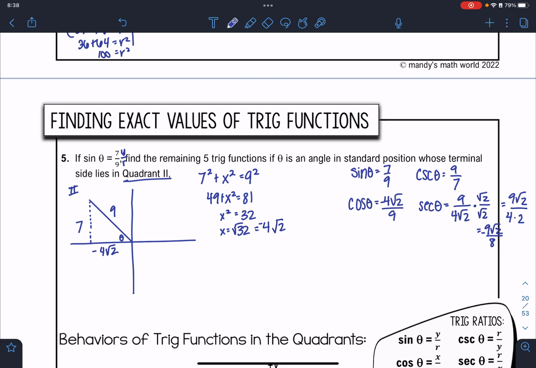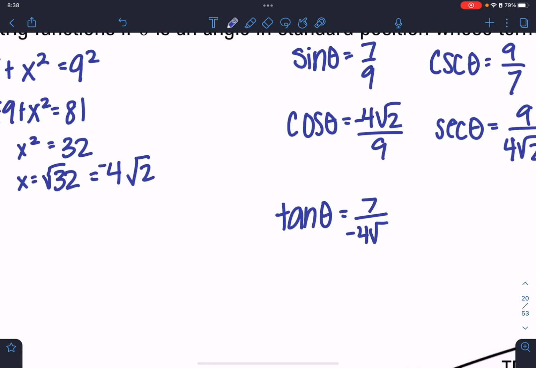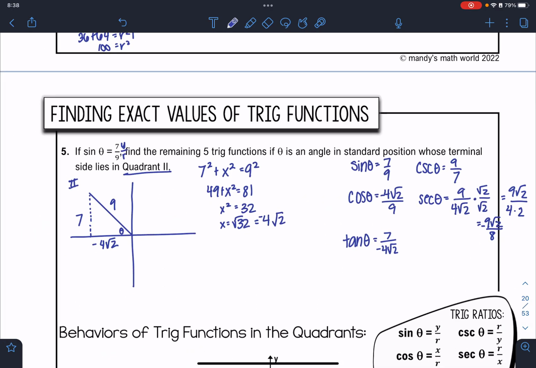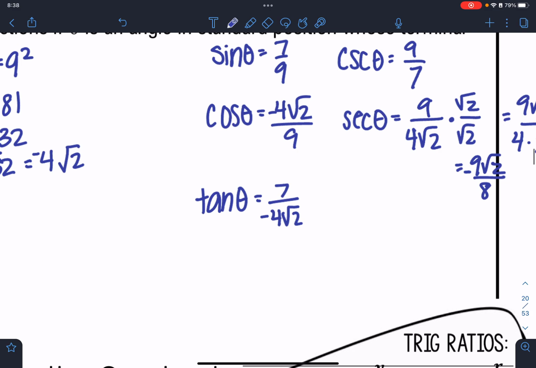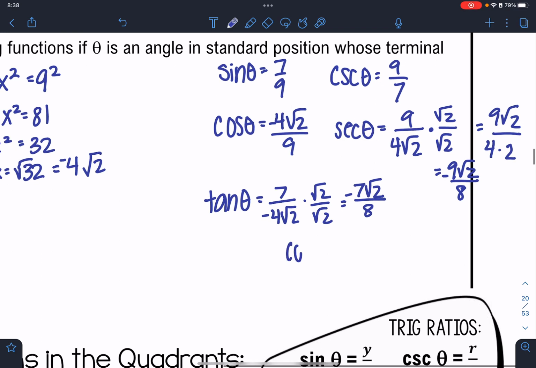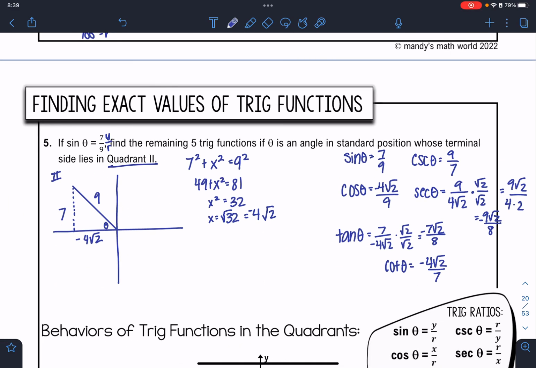Okay, so then tangent is going to be your y over your x. So my y is 7 over my x is negative, because we were moving backwards there, is negative 4 root 2. Again, we have to simplify. So if I multiply by root 2 over 2, I get 7 root 2 over 8 and still negative. So then the opposite of that, cotangent of theta, is going to be that flipped. So negative 4 root 2 over 7. Nothing to rationalize there.